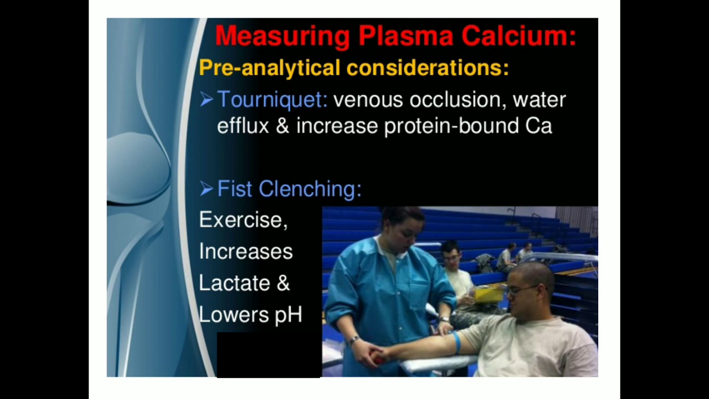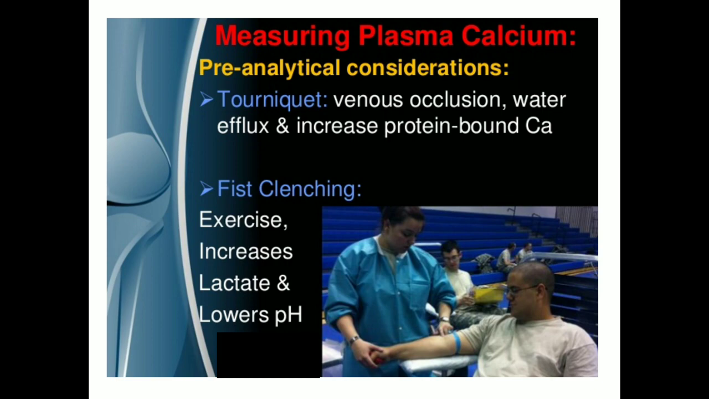And what are the common pre-analytical precautions you need to keep in mind while measuring calcium? The first thing is, ideally you should not use a tourniquet. Calcium is one parameter for which ideally you do not need to use a tourniquet, because with a tourniquet there is venous occlusion, and there is water reflux and an increase in the protein bound calcium fraction. So ideally do not use a tourniquet. If you have to use it, then release the tourniquet and collect the blood within a very short time.